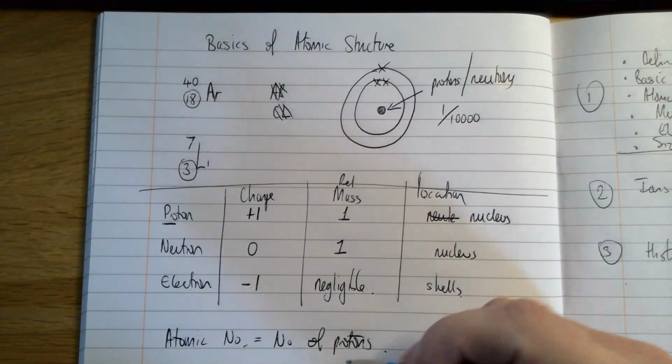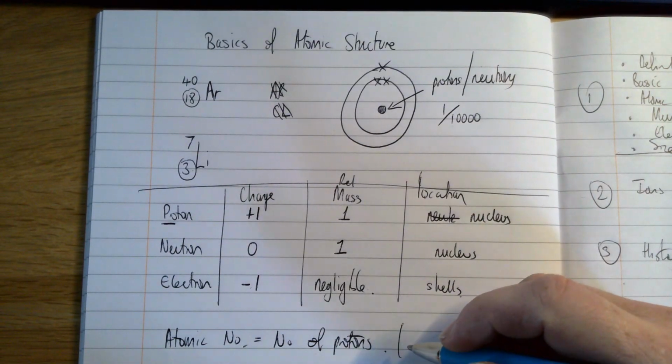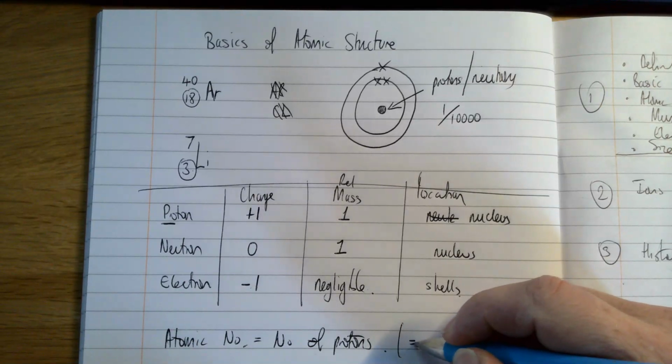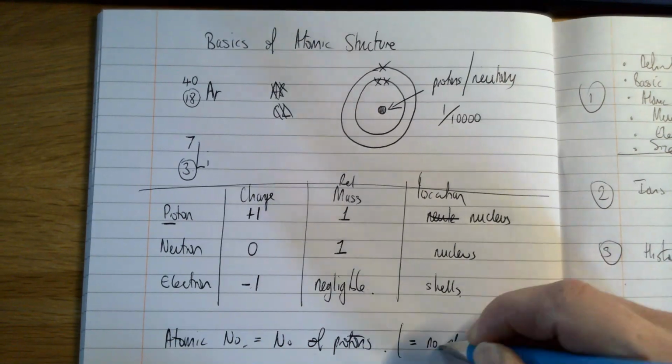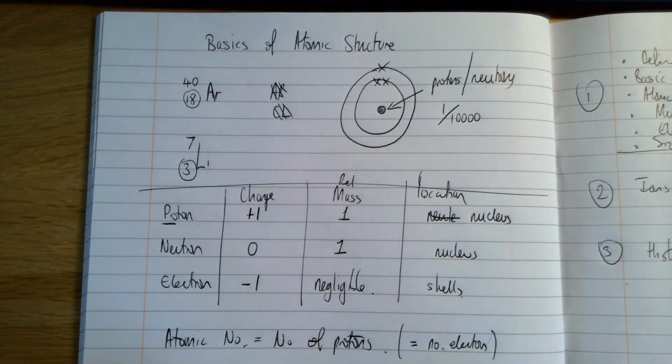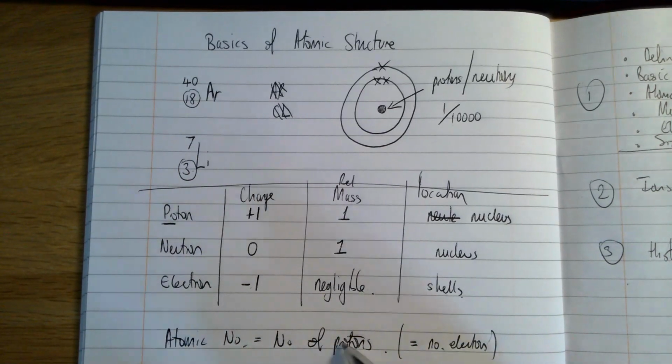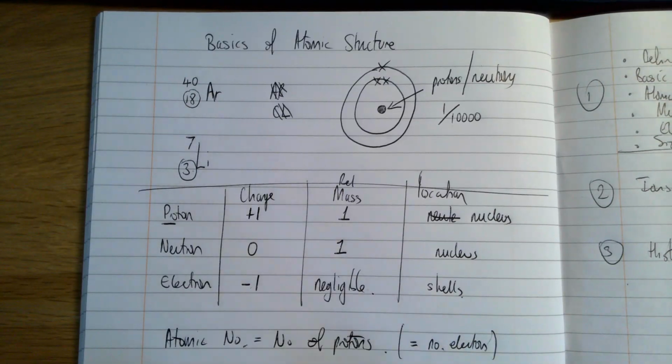Now, in a neutral atom, the number of protons will equal the number of electrons. But electrons can come and go when they form ions, as we discussed another time. So the definition is what I've written here: atomic number is equal to number of protons.